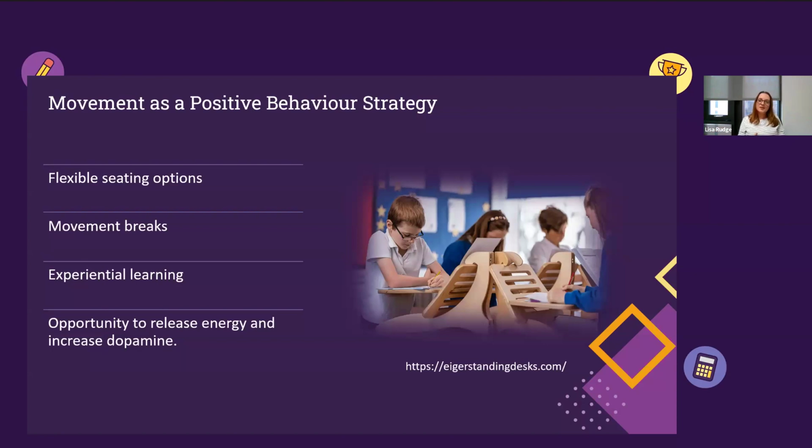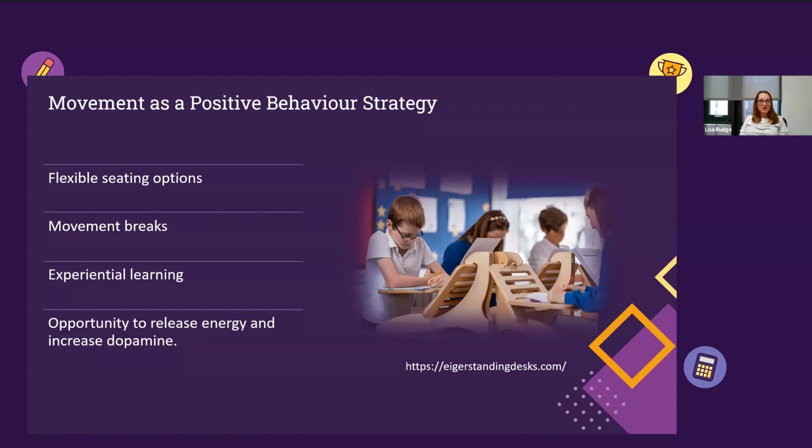We might have flexible seating options that might involve a chair that moves or a wiggle stool. It might be that we have a standing desk. We've got some standing desks in the picture there. We might have movement breaks. So we might say, okay, every half hour, we're going to take a walk around the room and come and sit back down. It might be that every so often we have a stretch. We stretch our arms, we stretch our fingers, we stretch our faces.